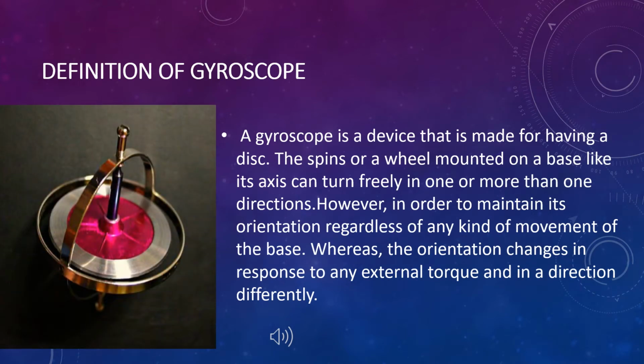Definition of a gyroscope. A gyroscope is a device made of a disc that spins, or a wheel mounted on a base so that its axis can turn freely in one or more than one direction. However, it maintains its orientation regardless of any kind of movement of the base, whereas the orientation changes in response to any external force in a different direction.